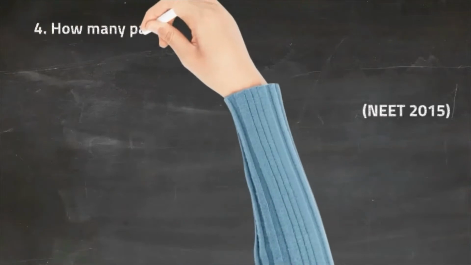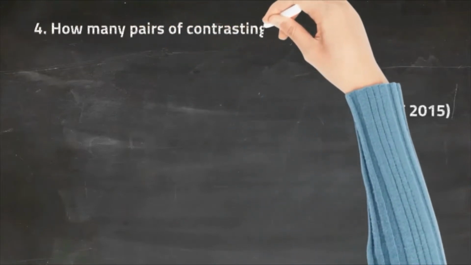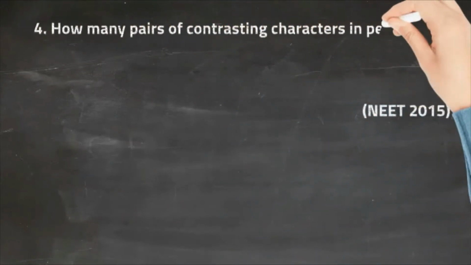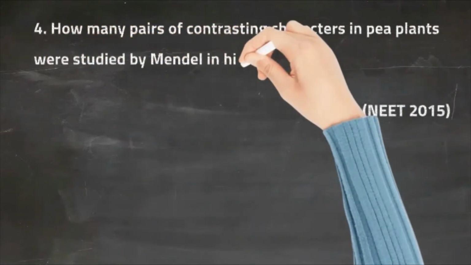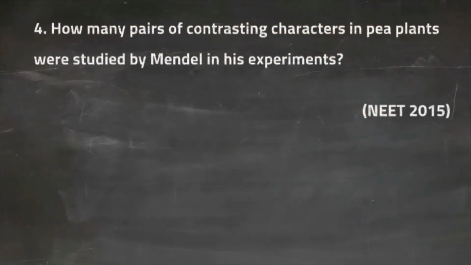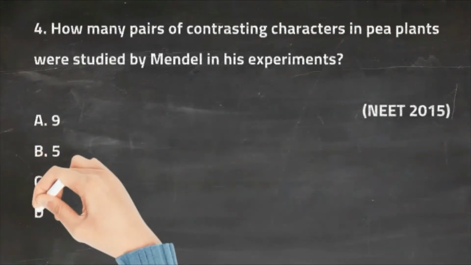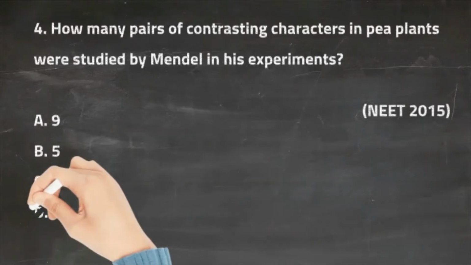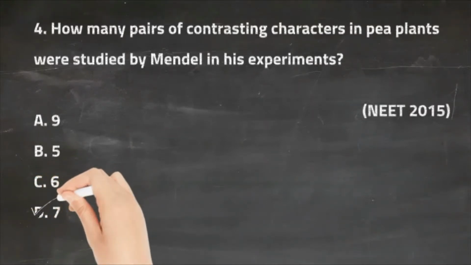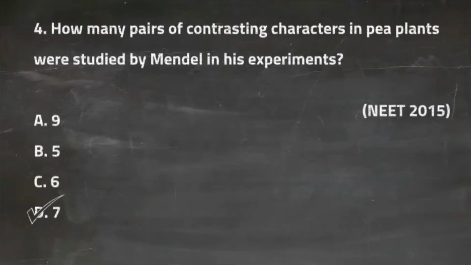So the fourth question is: how many pairs of contrasting characters in pea plants were studied by Mendel in his experiments? So the first option is 9, the second option is 5, the third option is 6, the fourth option is 7. So the right answer for this question is option 4, and that is 7. So there are 7 pairs of contrasting characters in pea plants which were studied by Mendel in his experiment.